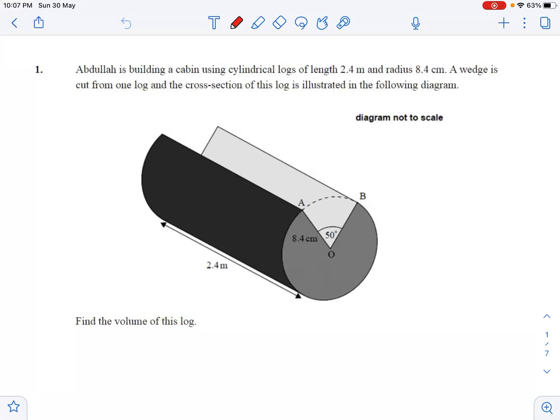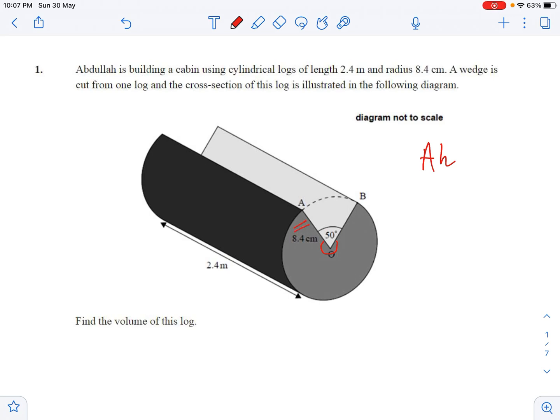Looking at question 1 here, the key thing is that we have a prism. This log is a prism because it has the same cross section all the way through, and for any prism you can look this one up in the formula sheet, but it's the area of one end times by the length. I think it might say AH in the formula sheet for height or length.